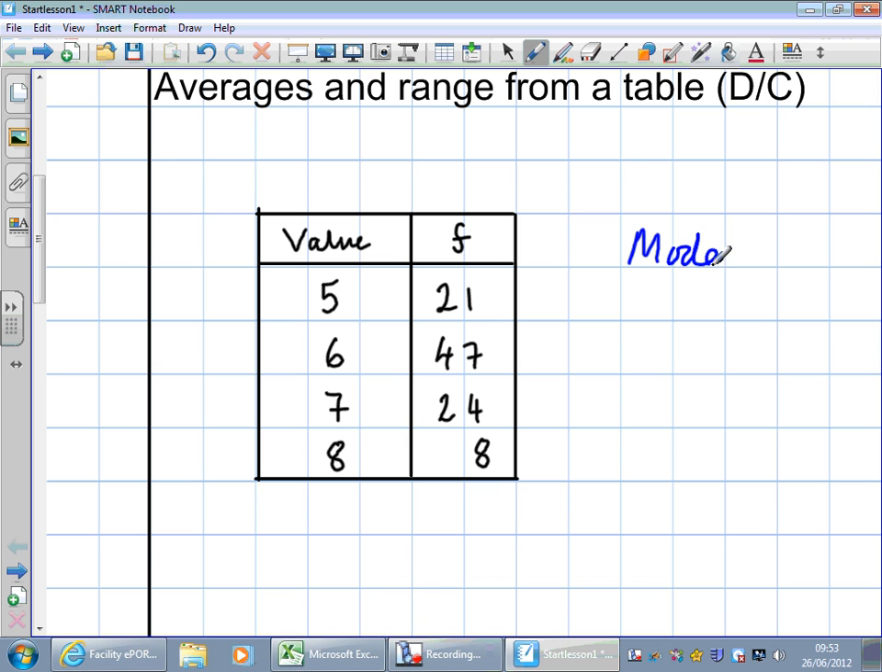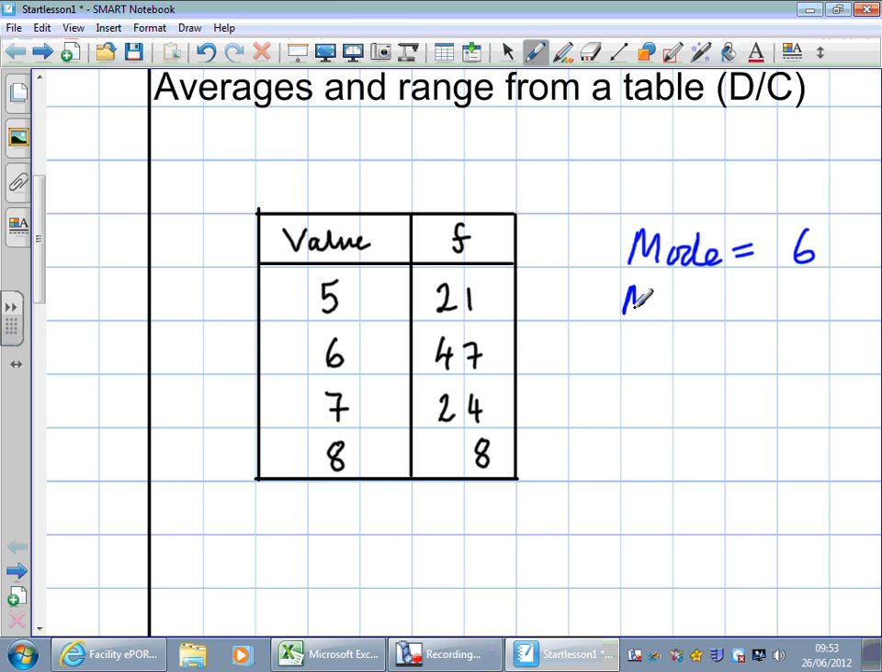The mode is the most commonly occurring value, the one that occurs the most, the one that has the highest frequency. So, who can tell me in the audience what's the mode displayed in that table? Yeah, 6. It's the value. The common mistake pupils will write down is 47. No, that's an indicator of which value to use.